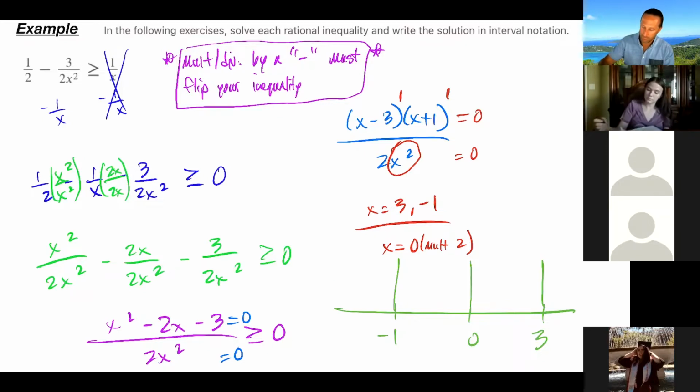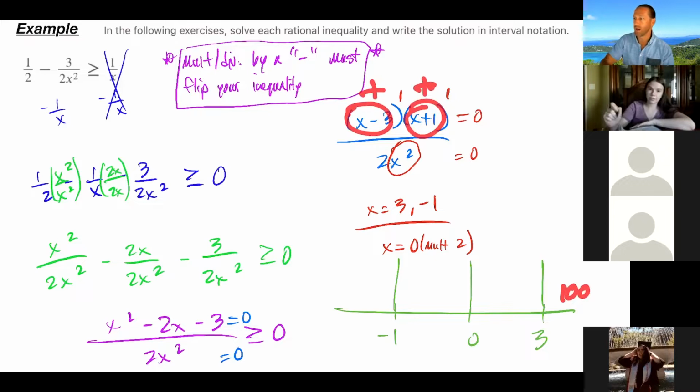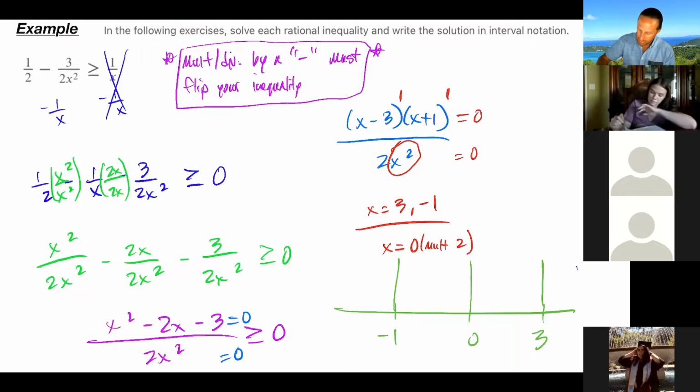And I know out here, I'm going to test 100. And I don't really have to test anything down here, because what happens when we square anything? What does it always come out? Positive. Times a positive 2. Everything's going to be positive, so we're really just focusing on the top. And why do I choose 100? Really easy. Everything comes out positive when you subtract 3 or add 1. So what usually happens out there is you get positive.